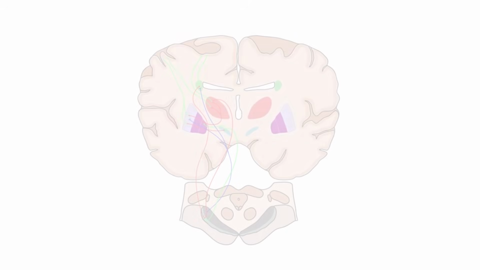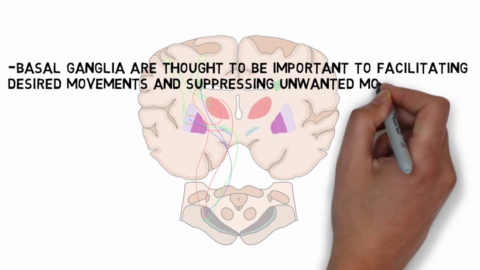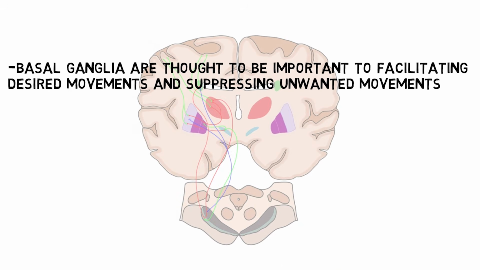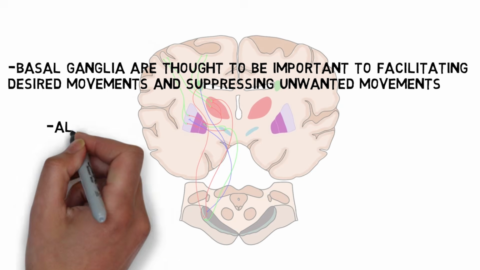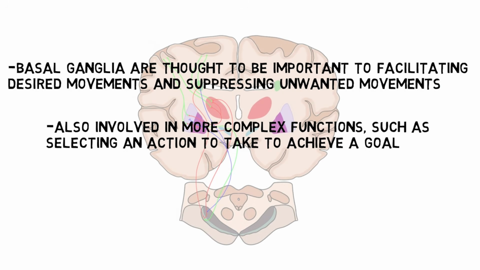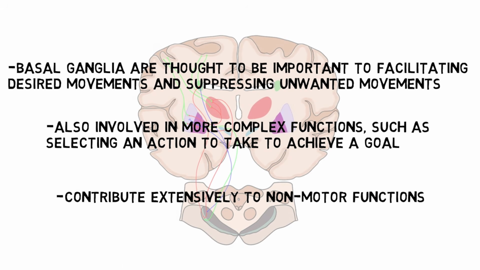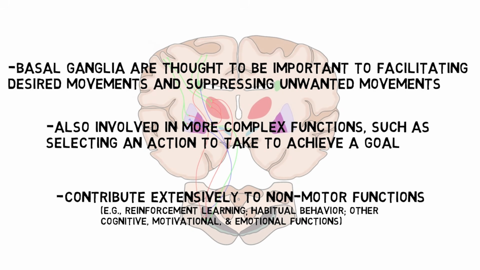The traditional view of the basal ganglia emphasizes their role in movement and suggests they are important to facilitating desired movements and suppressing unwanted ones. We now know, however, that the movement-related operations of the basal ganglia are more complex and also involve tasks such as selecting which action to take to achieve a goal. Additionally, it is thought that the basal ganglia contribute extensively to non-motor functions, playing an important part, for example, in learning that depends on feedback and reinforcement, the development of habits, and a variety of other cognitive, motivational, and emotional functions.